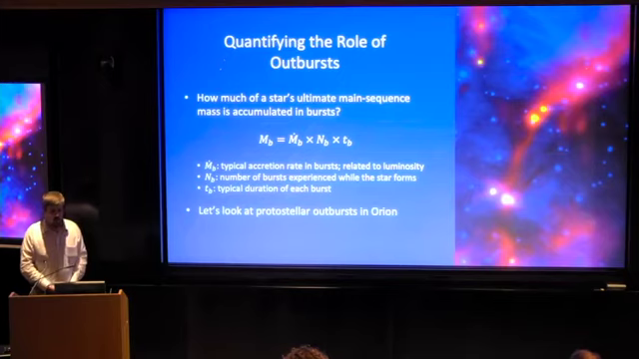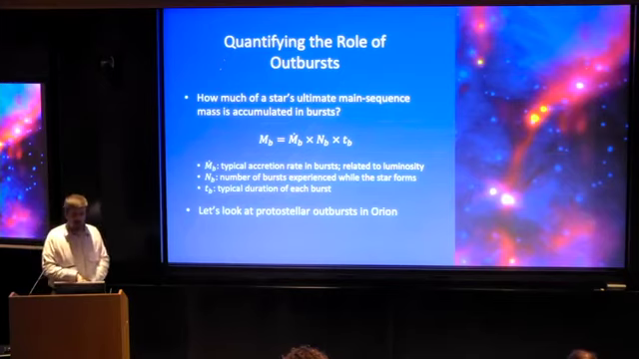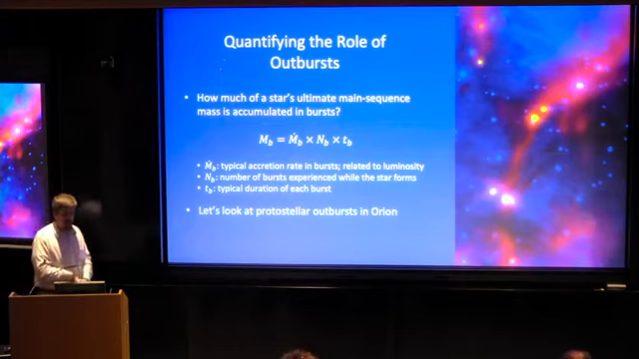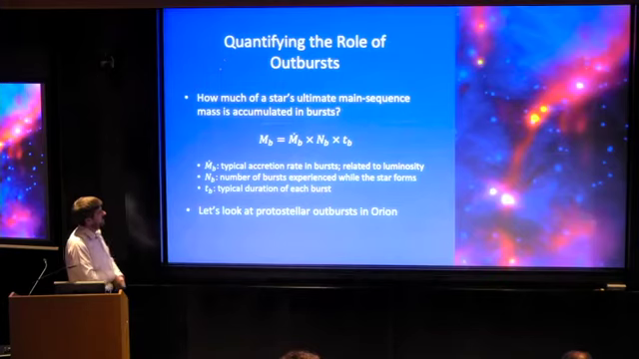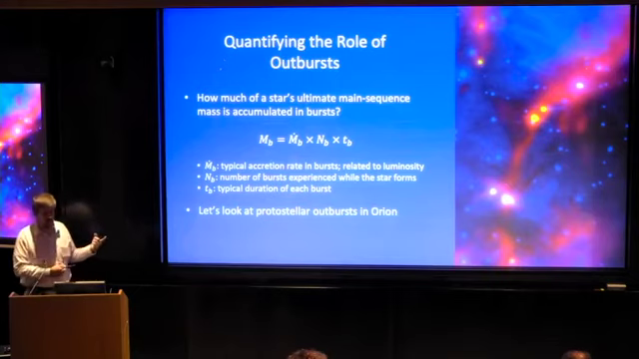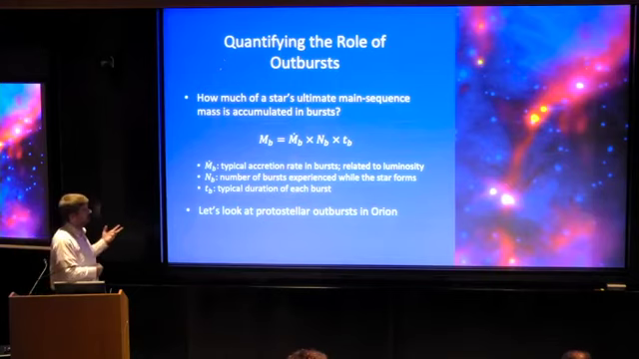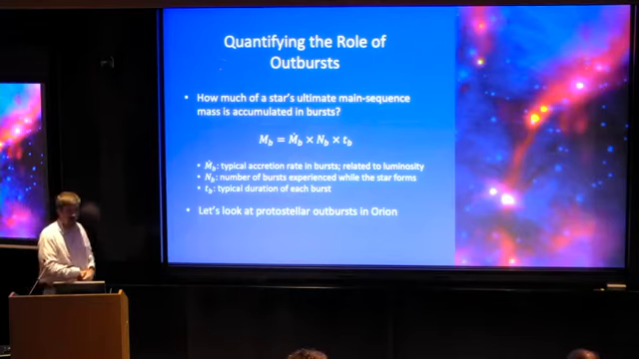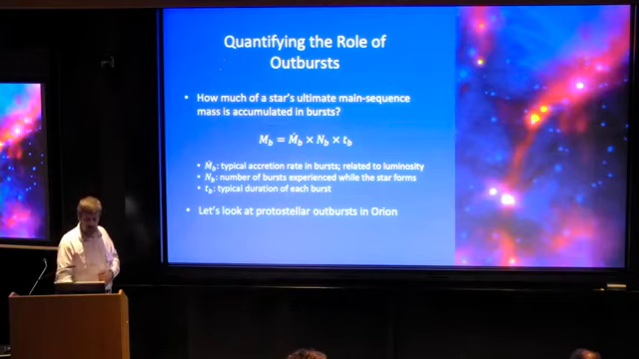What we want to do is to quantify the role of outbursts, since we're starting to put a large sample and a long time baseline together. And we can ask how much of a star's ultimate main sequence mass is accumulated in bursts. Here I've just written down schematically how the mass accumulated in bursts can be thought of as the product of the accretion rate in bursts times the number of bursts experienced while the star is forming times the typical duration of each burst. And we can look at our Orion sample to get a handle on some of these factors.